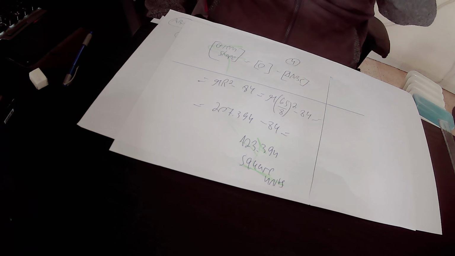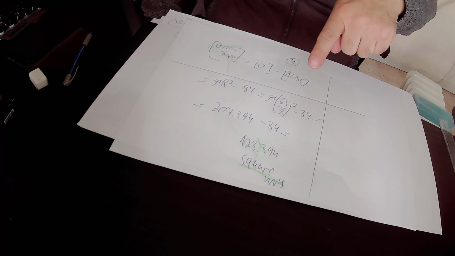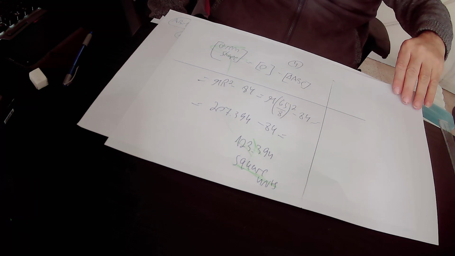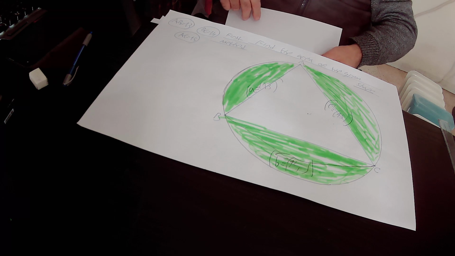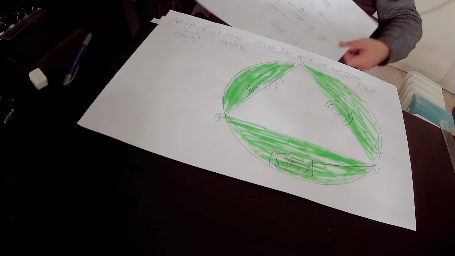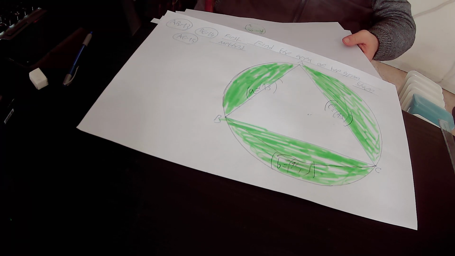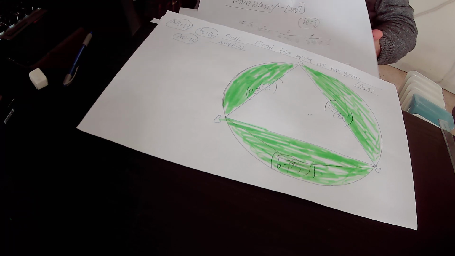So 207.394 minus 84 equals in total 123.394 square units. So in conclusion, we found out that the area of this green shape equals 123.394 square units. So we finished with the first method. In the next step, I presented to you how to find the area of this green shape according to the second method.